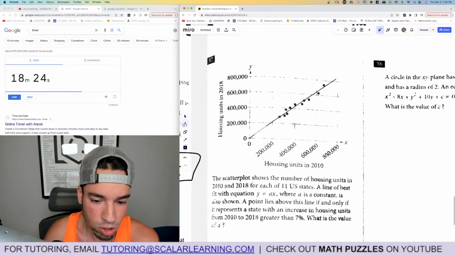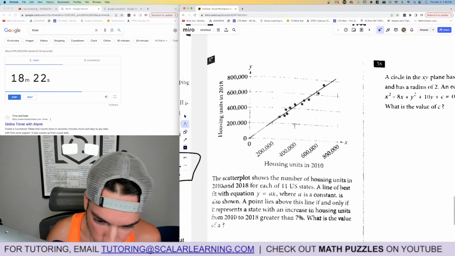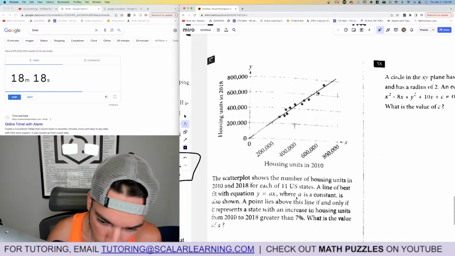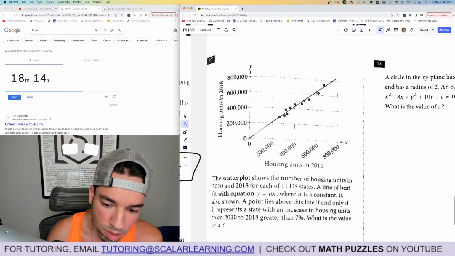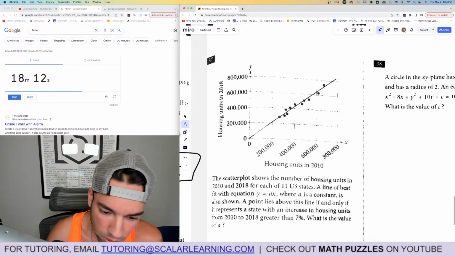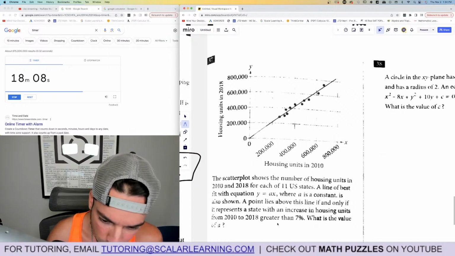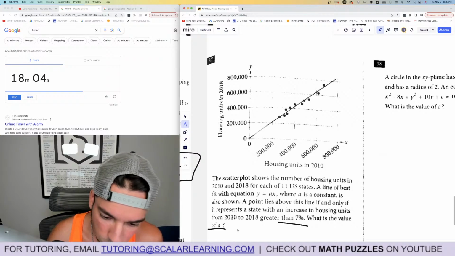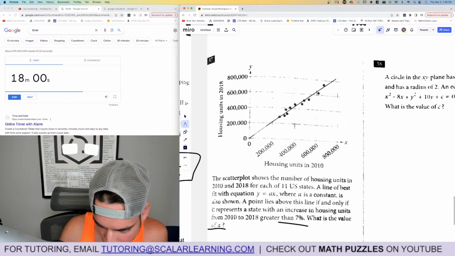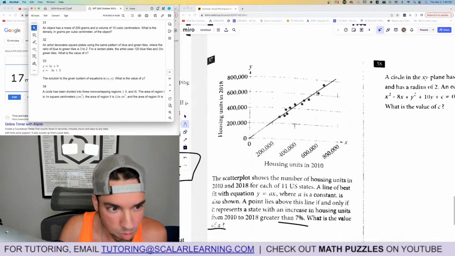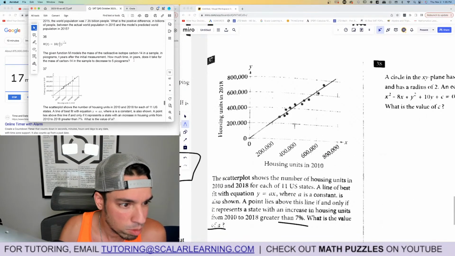That's my recollection. So a scatter plot shows the number of housing units in 2010 and 2018 for each of 11 U.S. states. A line of best fit, the equation y equals ax, where a is a constant, is also shown. A point lies above this line if and only if it represents a state with an increase in housing units from 2010 to 2018 greater than 7%. What is the value of A? Wait, what? Oh, okay. So that was pointless. They just want the slope. Hold on. I'm going to have to look at the other one to make it clear. It's kind of blurry.